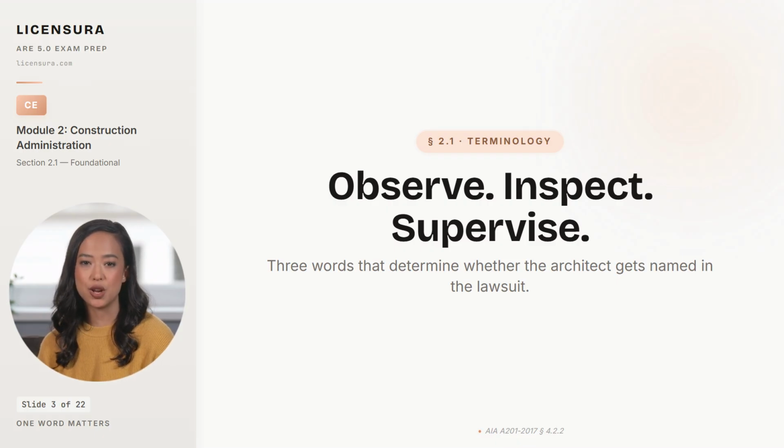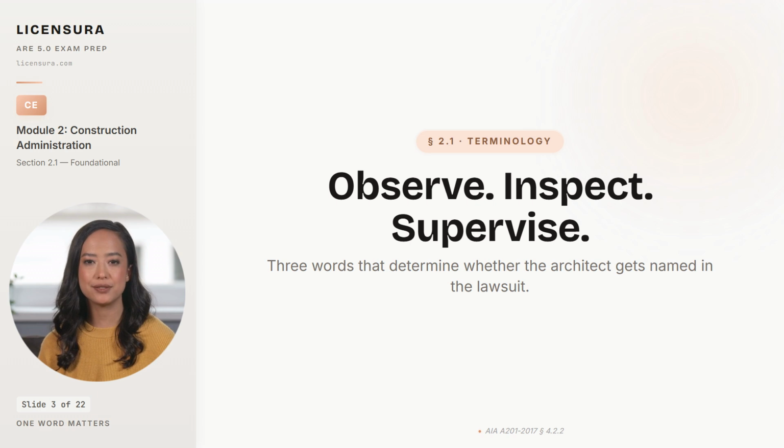That is not rhetorical fussiness. That is the legal firewall that separates the architect who reviews progress and gets paid from the architect who absorbs means and methods liability and gets named in the construction accident lawsuit 2 years later. The exam tests this distinction more than any other CA concept because the wrong verb is built straight into the answer choices, and architects who do not train themselves on the terminology walk straight into the trap.